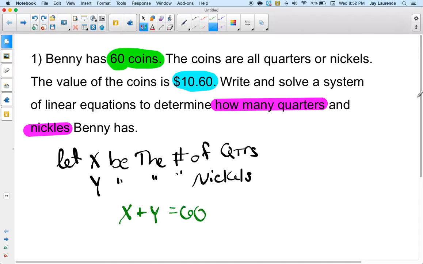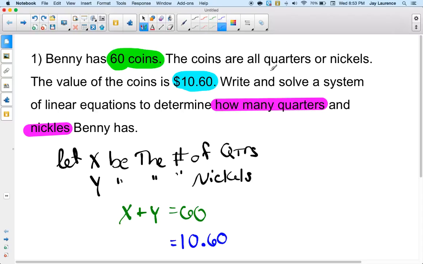Now, my second equation is going to build to the $10.60. It's got to equal 1060. But how am I going to get the 1060? Should I just add x and y? Well, that doesn't really make sense because x is the number of quarters. If I take the number of quarters, I don't get the value, I just get how many quarters I have. Like, if I have 10 quarters, is that like having $10? No, of course not. That'd be ridiculous.